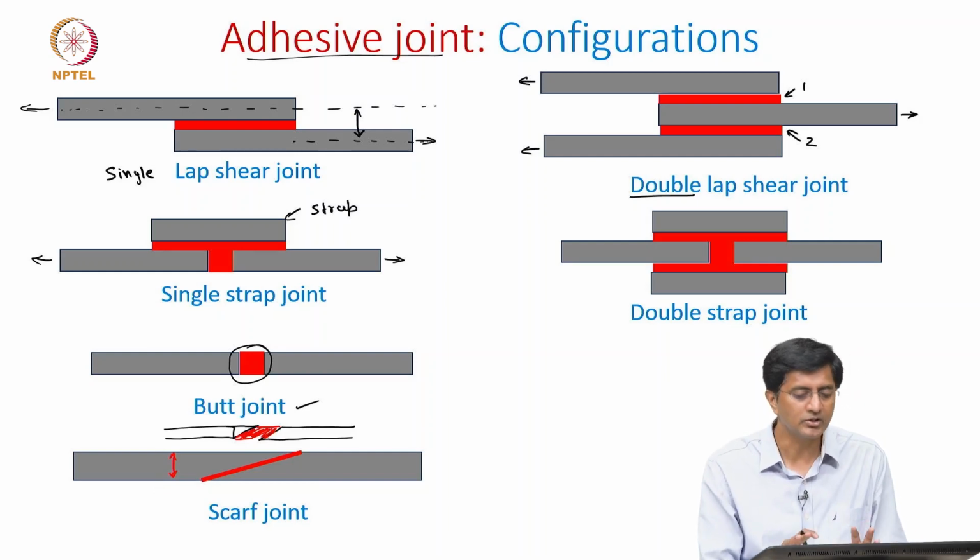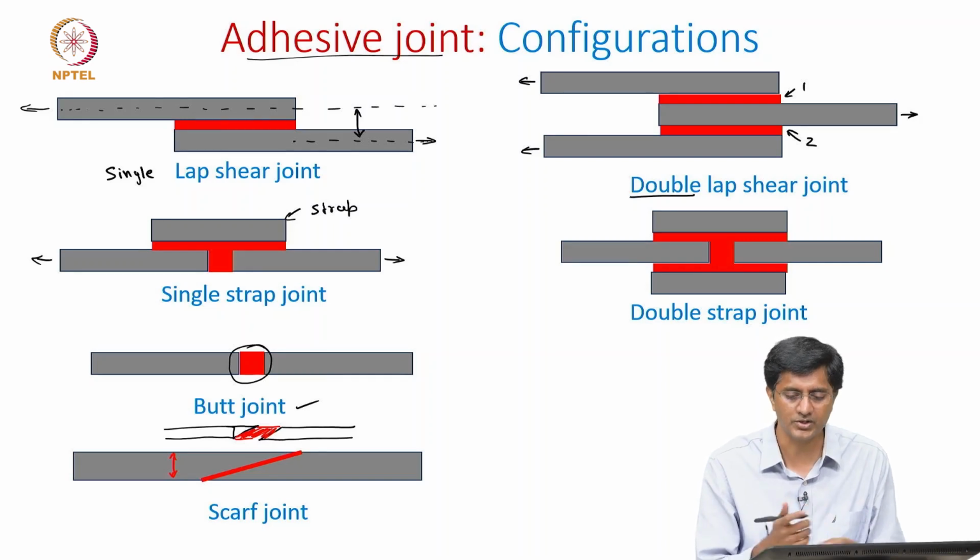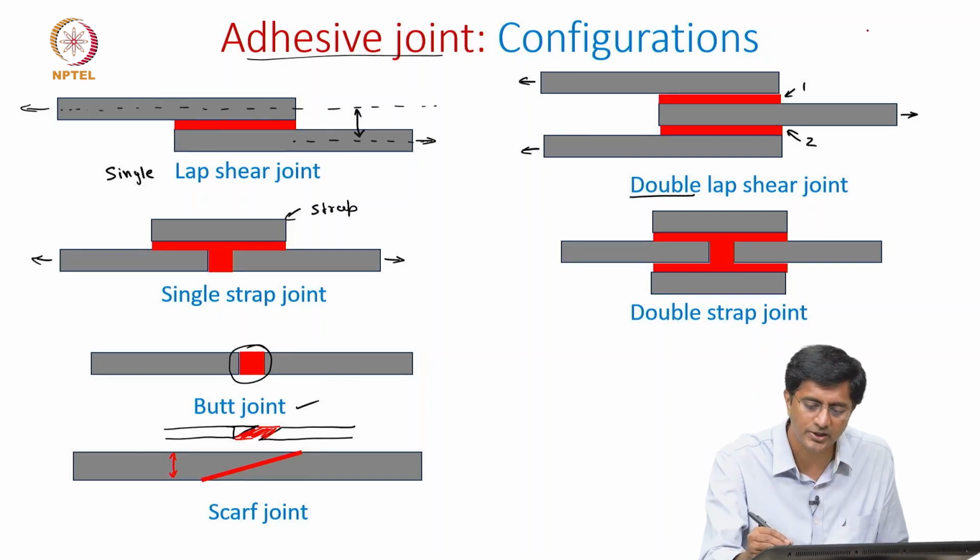So these are the commonly used adhesive configurations, but of course, depending on the application, there are many other configurations. One more application is a T joint. T joint is something like this.